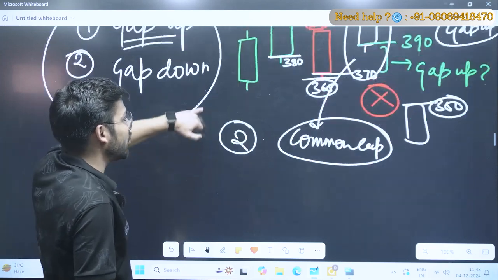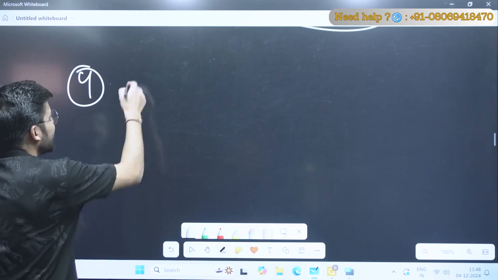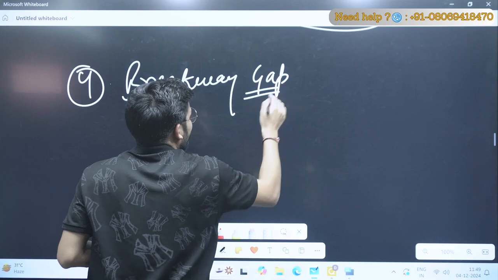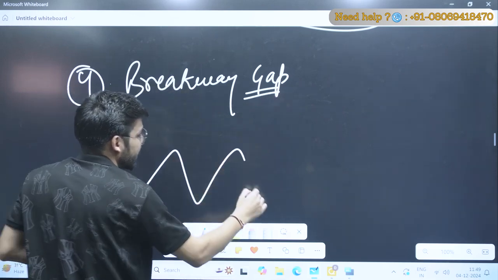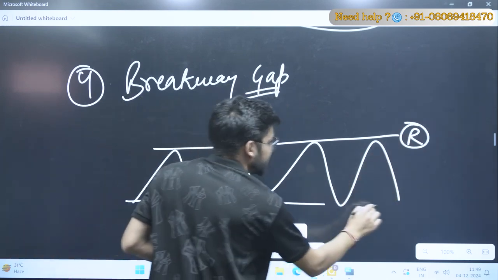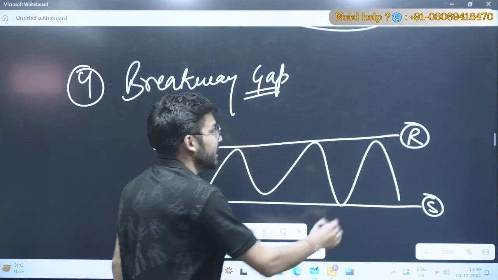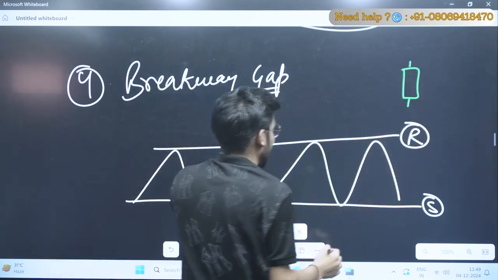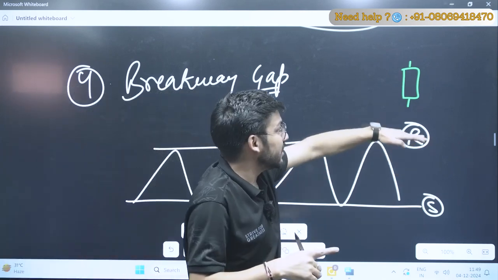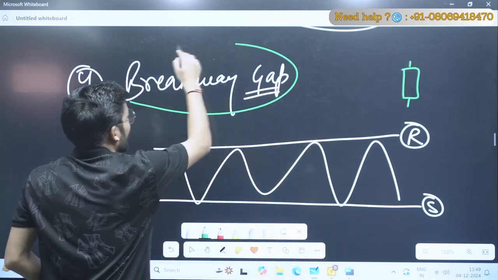Now talking about the fourth gap, that is the breakaway gap. What is a breakaway gap? For example, your market was moving in a range for a very long time. Suppose this is your resistance and this is your support. The market was moving in a range, and then on the very next day the market started here and broke out of your range. This was your resistance. The market actually did not break the resistance, but it opened above my resistance. That condition is known as the breakaway gap.